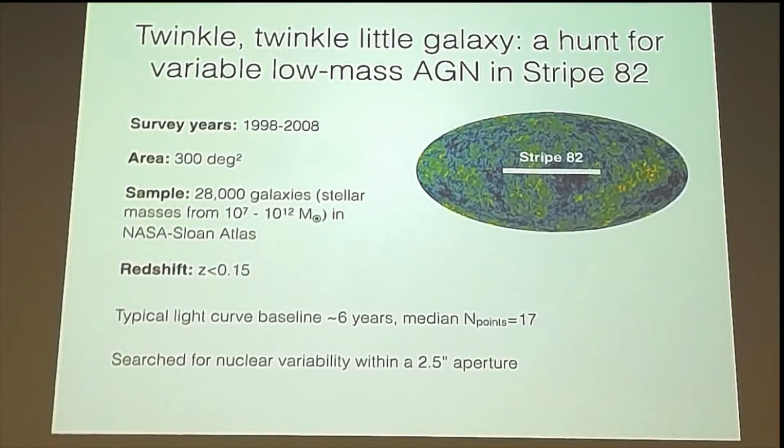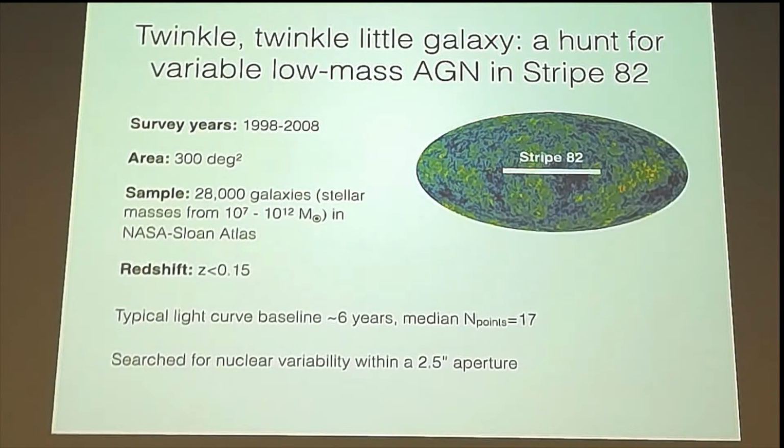So for the pilot study for this, I used data from the Sloan Digital Sky Survey Stripe 82. This survey ran from about 1998 to 2008, and they repeatedly imaged this region of sky called Stripe 82. It's about a 300 square degree region, shown there on the celestial globe.